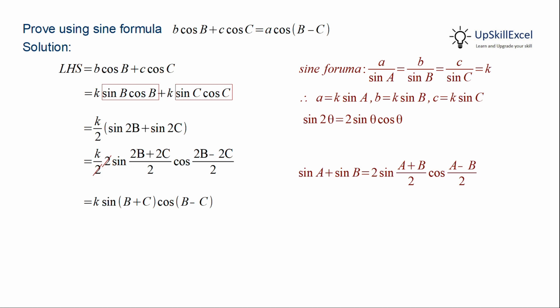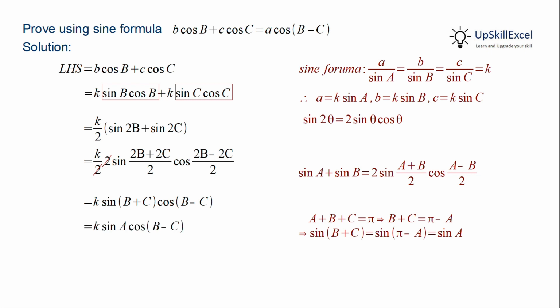Within a triangle we know that a plus b plus c is equal to pi, which implies that b plus c is equal to pi minus a. So sine of (b plus c) will become sine of (pi minus a), and we know that sine of (pi minus a) can be simplified to sine of a. So we'll replace sine (b plus c) by sine of a. Again from the sine formula, k sine a can be replaced with a, giving us the result a cos (b minus c).